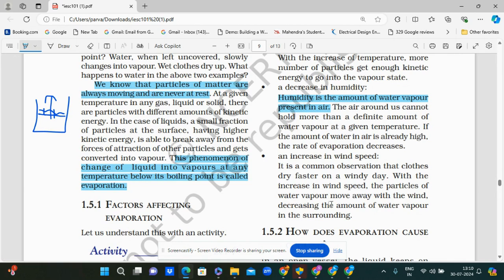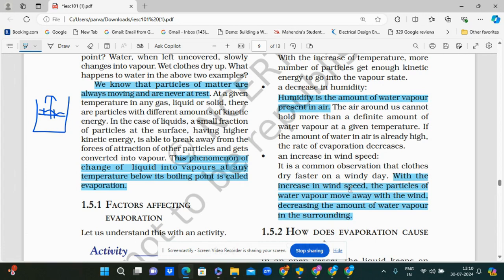With the increase in wind speed, what happens to the particles of water vapor? When you increase the wind speed, the particles of water vapor move away with the wind, decreasing the amount of water vapor in the surroundings. So when you put on the fan, the water vapor in the air goes up. Again, the water vapor around the food also goes up. So from here, always listen children, hot air moves up, right? So the wind speed increases.